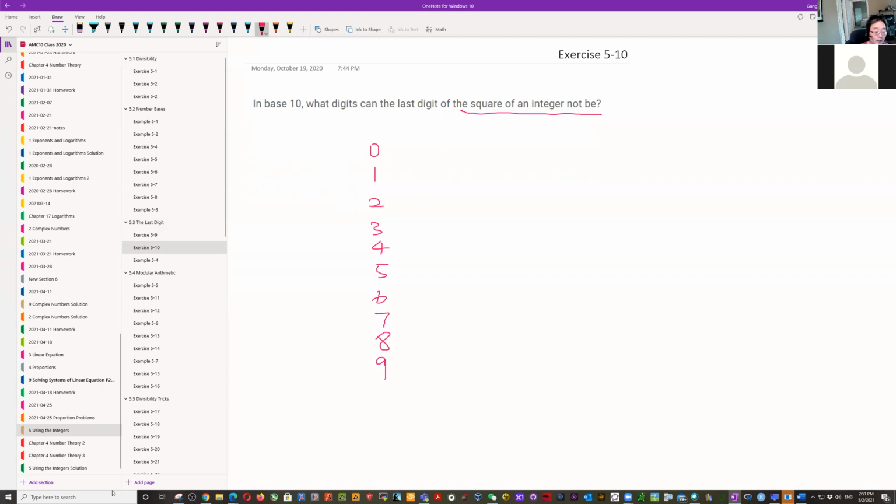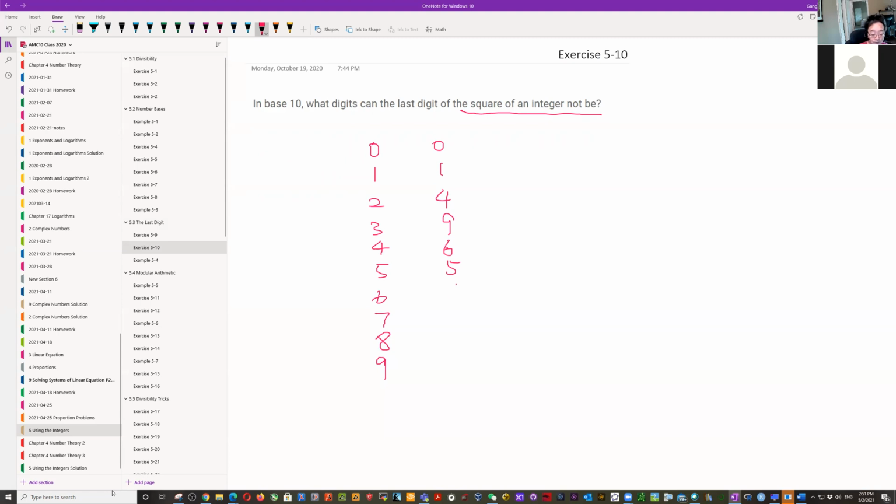If we square the last digit, we get 0. So anything ending with 0, if you square it, it's still going to end with 0. Then 1, you get 1. 2 squared equals 4. 3 squared equals 9. 4 squared equals 16, so I only need to write down 6. And 5 squared equals 25, so I write down 5.